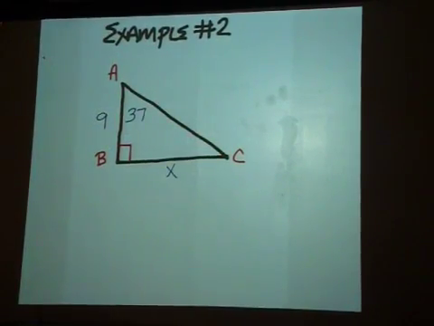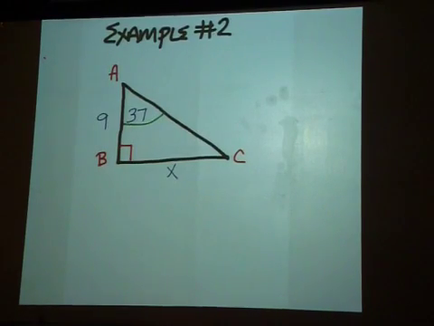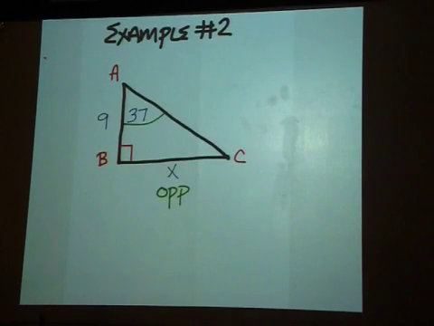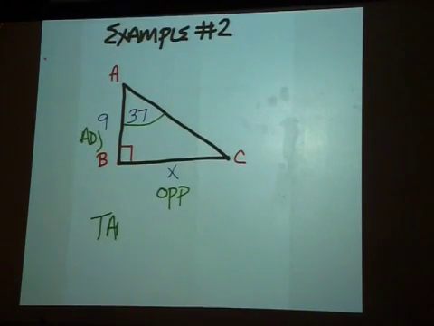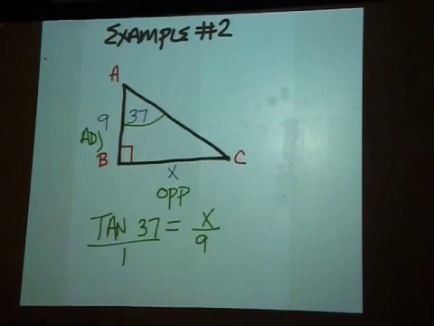Alright, we have 37 degrees given to us, and that means the side opposite is the opposite side, x. And what's beside that is adjacent. Opposite over adjacent means we're going to use tangent. So you need tangent 37 degrees equals opposite, which is x, over adjacent, which is 9. And you put a 1 underneath the tangent 37 to create a proportion.